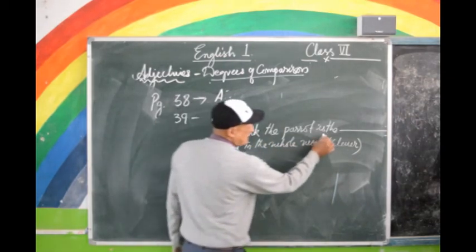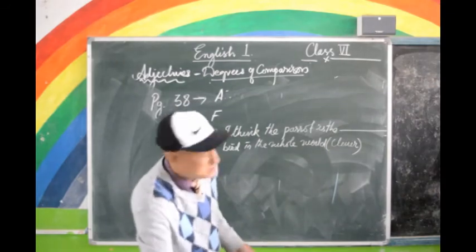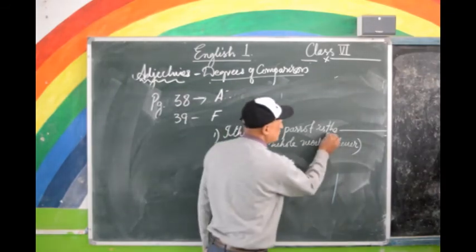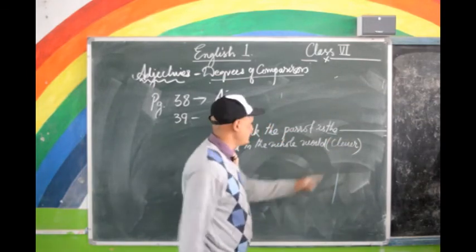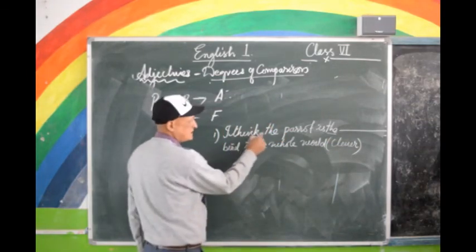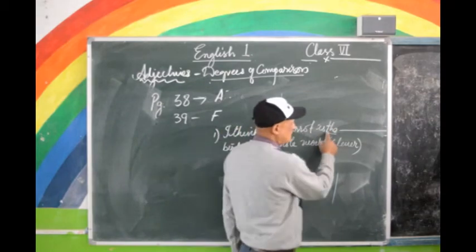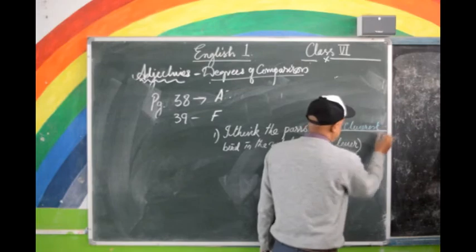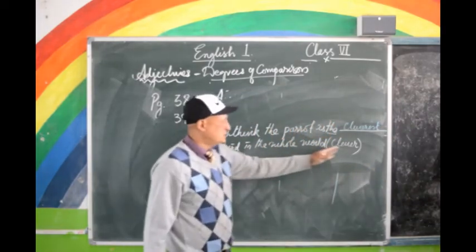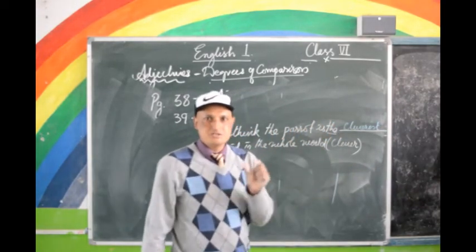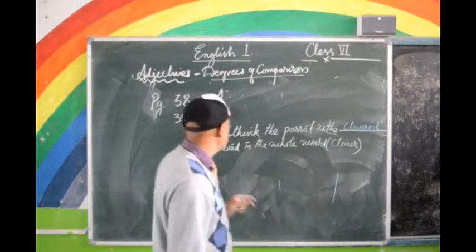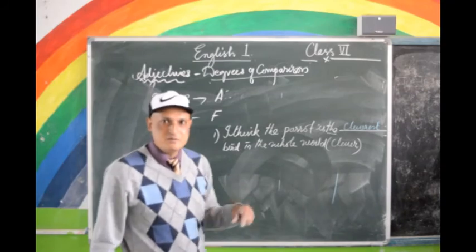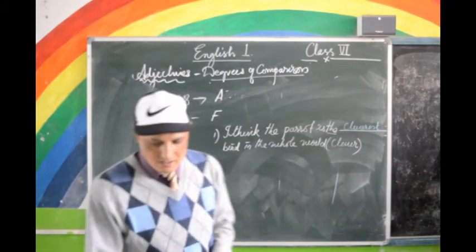Okay? So since we have the article the, as I just reminded you, when we have the, then we use the superlative degree. So the answer will be, I think the parrot is the cleverest bird in the whole world. Okay? So this way, please do exercise 39F in your exercise book. And we will be checking in the next class.